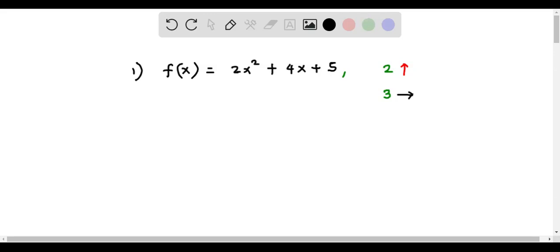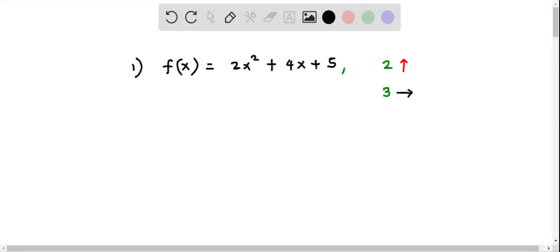We know that g of x is a translated function from f of x, when the graph of f of x undergoes 2 units up and then 3 units to the right. So here we can use the graph transformations rule. First we are going to do this 2 units up.